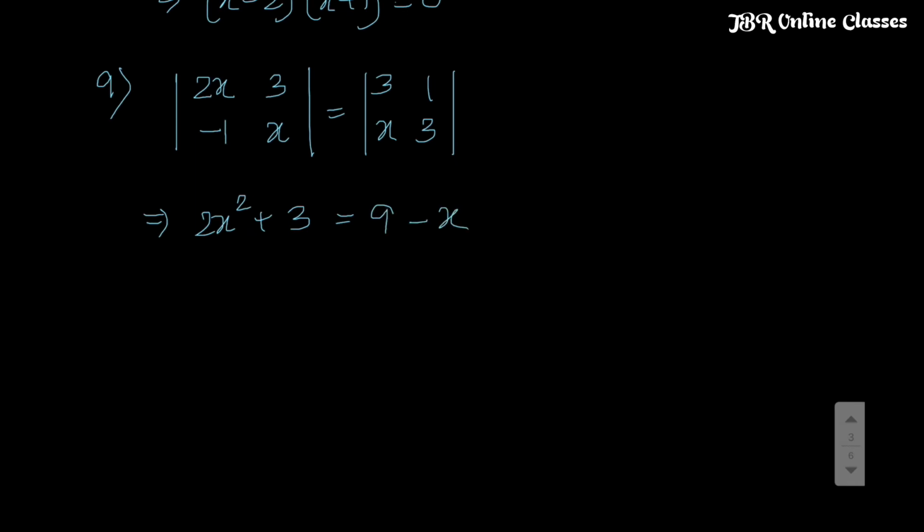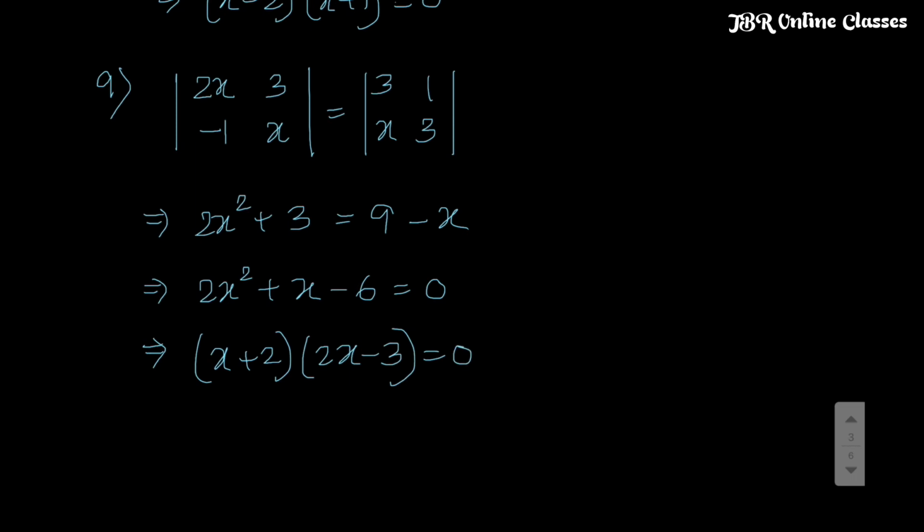9 minus x, so that will be 2x square plus x minus 6. Now you have to solve this quadratic equation by middle term factorization, and you will get x plus 2 and then 2x minus 3 equals 0. So from that, x equals minus 2 and x equals plus 3 by 2. Okay, but here x belongs to integers, that means x equals minus 2 only.